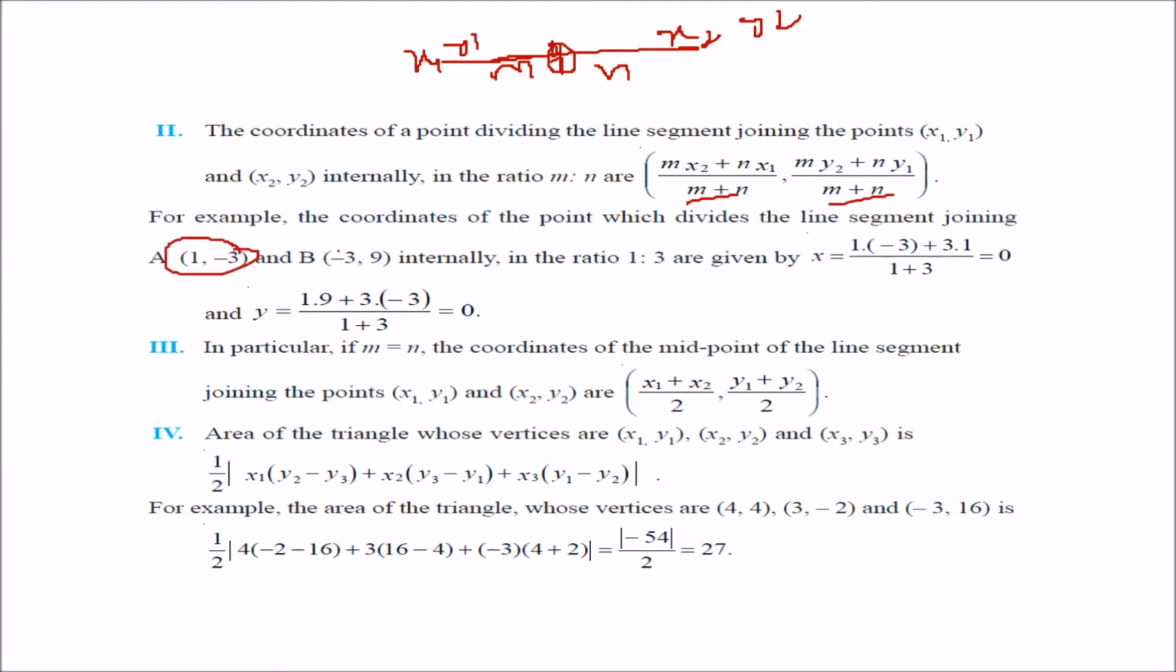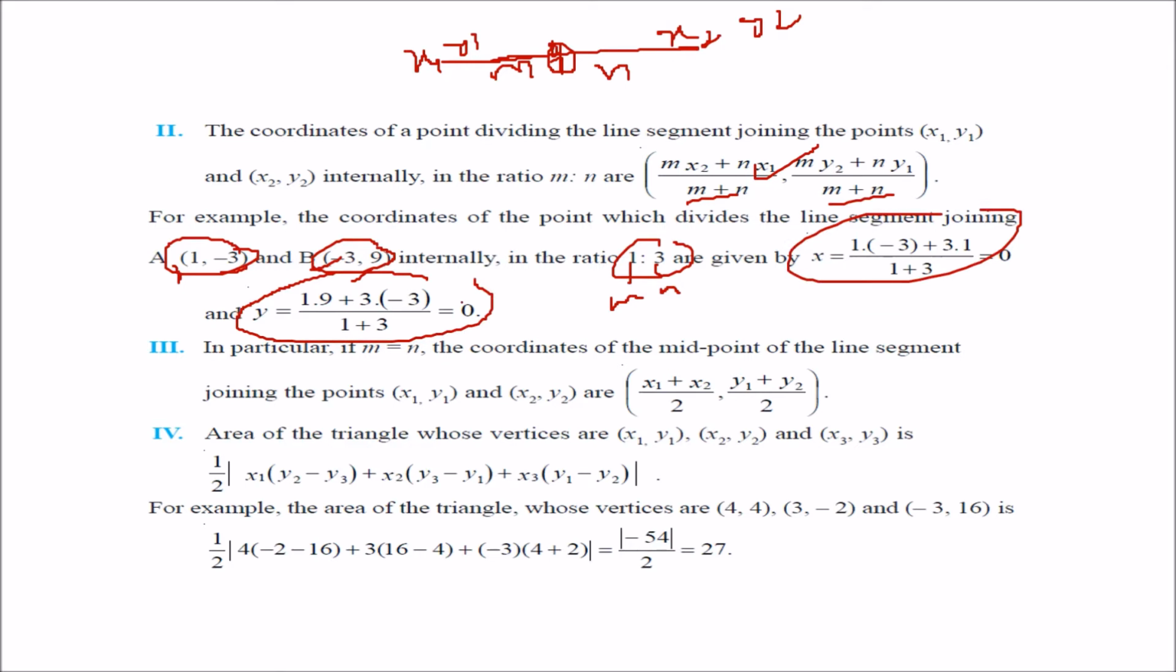So if you have 2 points, (1, -3) and (-3, 9), and these are divided by any point in between by the ratio 1 is to 3, you can just place this as m, this as n, x1, y1, x2, y2 here, and you will get the values like this. If m is equal to n, then you are actually pointing to the midpoint. So it will be (x1 plus x2) by 2 and (y1 plus y2) by 2.